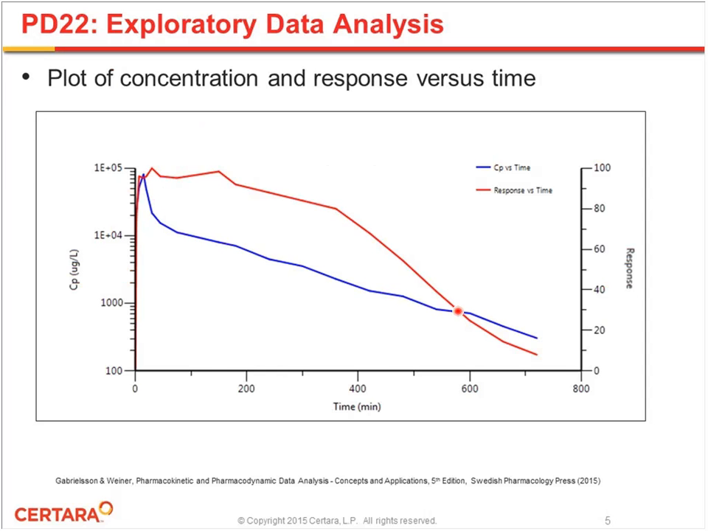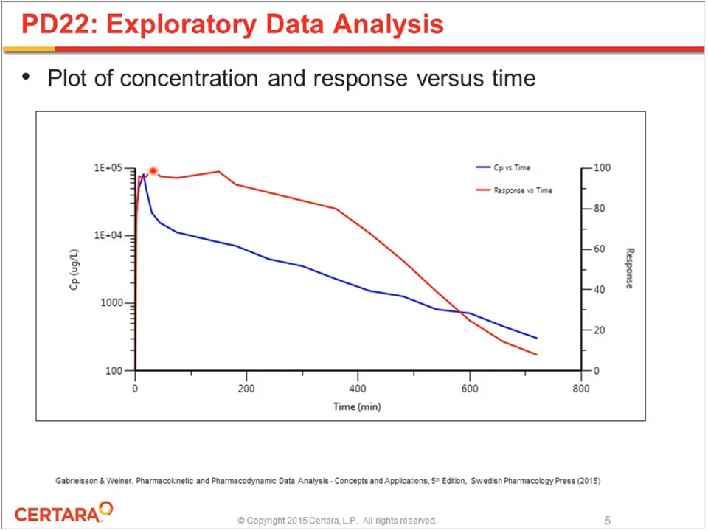And you can also clearly see the two slopes. This is a log scale for the concentration, the linear scale for the response, but you clearly see the two slopes for the concentration that hints towards a two-compartmental model. The response in red also rises very sharply, but the peak occurs a little bit delayed with respect to the concentration.